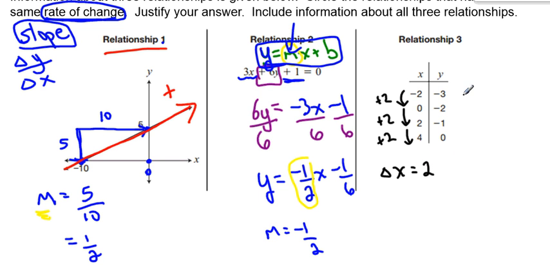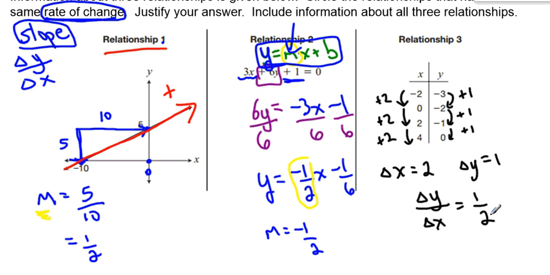What's happening in y? From negative 3 to negative 2, I need to add 1. Negative 3 plus 1 is negative 2. From negative 2 to negative 1, I add 1. From negative 1 to 0, I add 1. So there is a constant change in y values of positive 1. So for every change of 2 for x, there is a change by 1 in y. Slope, delta y over delta x, rise over run, is 1 over 2. So the slope of this line is 1 over 2.